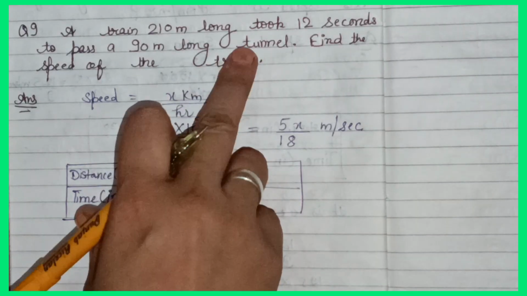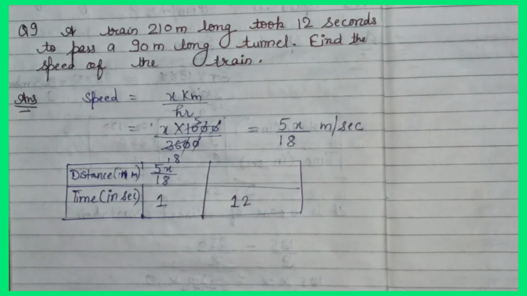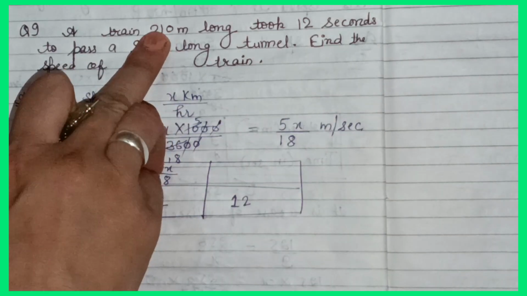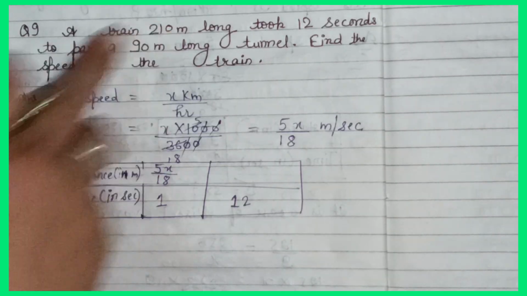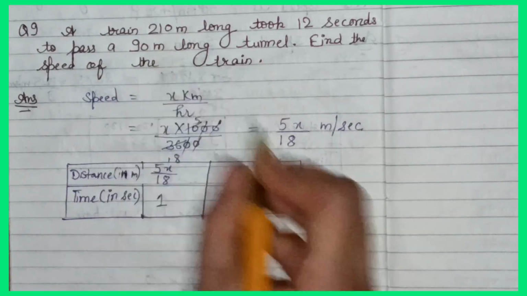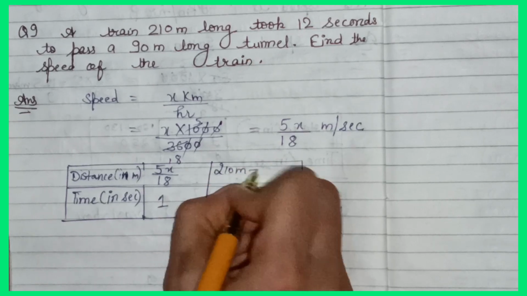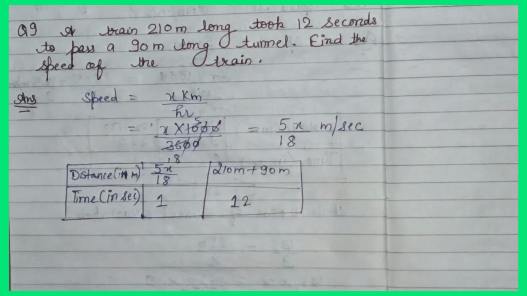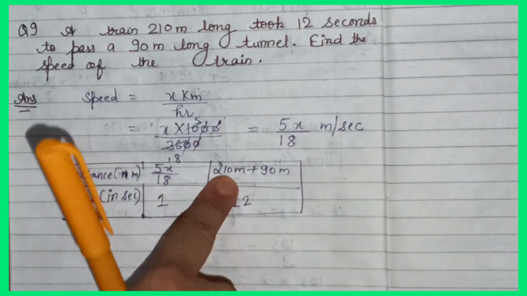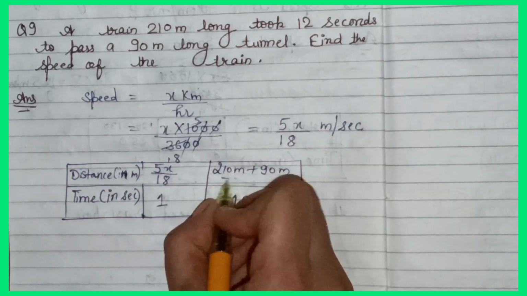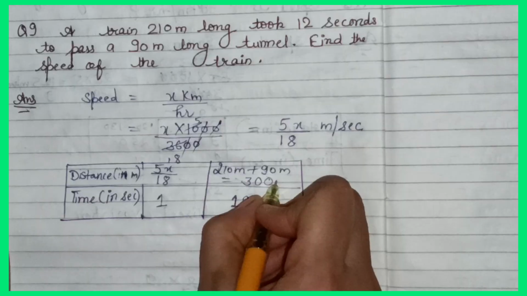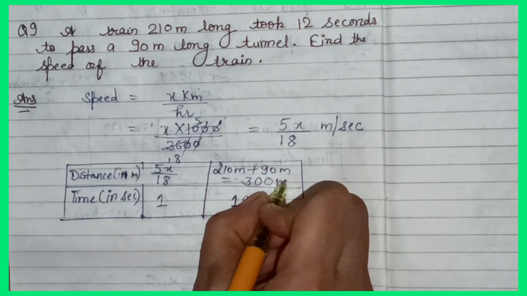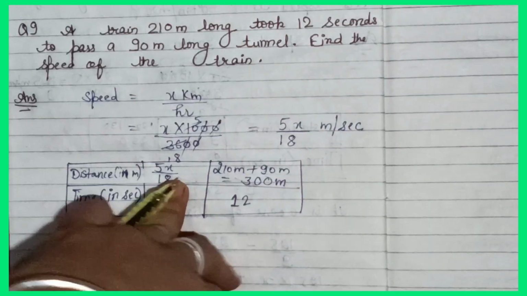So here the tunnel is given in this question. So the distance covered in 12 seconds is equal to this 210 meter plus this 90 meter, the length of the tunnel. 0 plus 0 is equal to 0. 1 plus 9 is 10, 1 is a carry. 2 plus 1 is equal to 3. So 300 meter. Now we have to find the value of x from here.